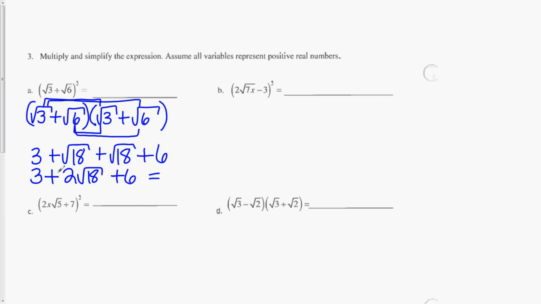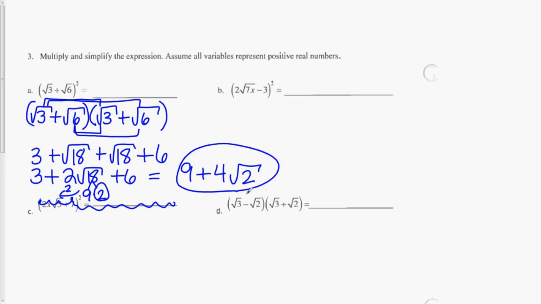So I'm going to come over here. 18 is 9 times 2. We're not going to do this one down here, so I'm kind of taking its space. The square root of 9 is a 2. So I've got 3 plus 6. I'm going to go ahead and add those and get 9. And then on this one, a 2 came out. I already have a 2 in front of it. So you multiply those and get 4, and then a 2 stayed underneath. So 9 plus 4 square root of 2.